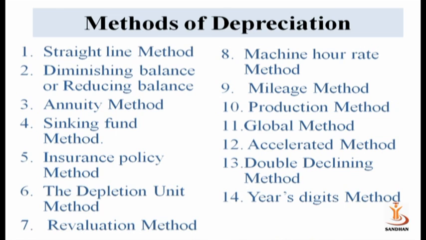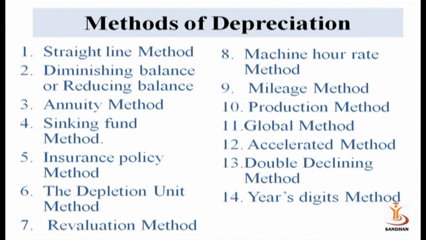These are the methods of depreciation. Different firms, organizations, even companies use these methods: the straight line method or fixed installment method; the second is the reducing balance method or diminishing balance method; annuity method, sinking fund method, insurance policy method, depletion unit method, revaluation method, machine hour rate method, mileage method, production method, global method, double declining method, accelerated method, and sum of years digit method.